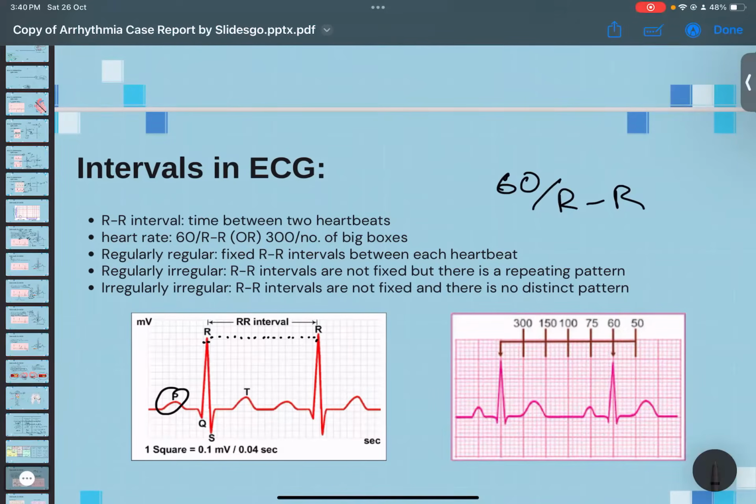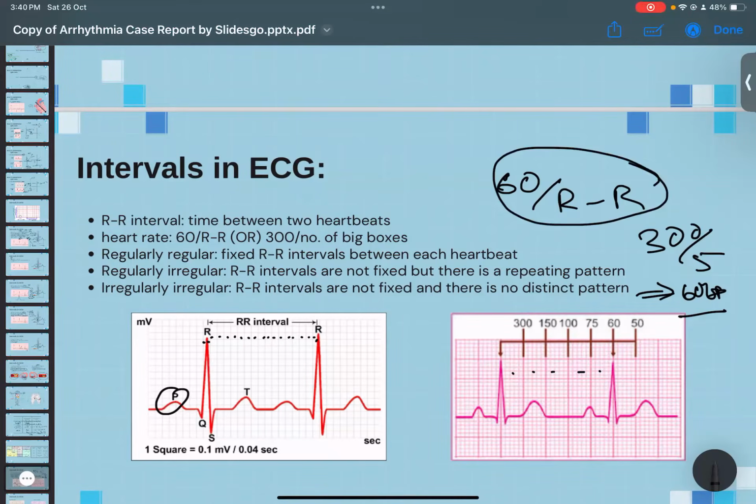I'm weak at math. Anyway, the method that I particularly like to use is 300 divided by the number of big boxes. Here, for example, the number of big boxes between these two R waves is 1, 2, 3, 4, 5. If you divide that, you get something around 60 beats per minute. That's your heart rate. That's the method I like to use. But in most cases, 60 divided by the RR interval is reliable, and we're going to solve a question on why exactly this method is more reliable in comparison to these ones.